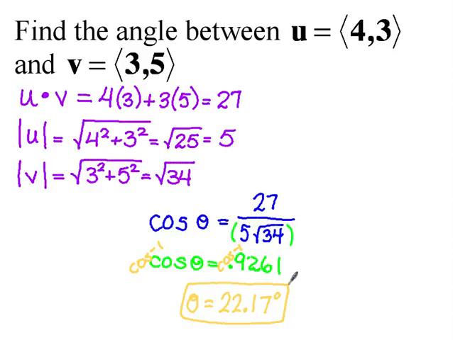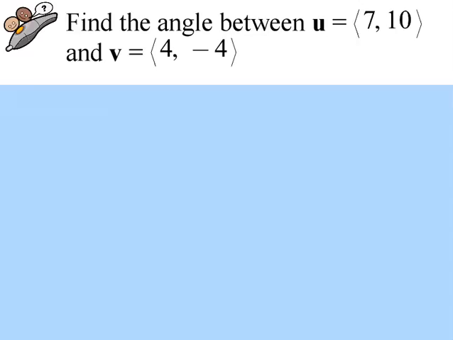So, questions? So first of all, find the dot product. Find the magnitude of u, magnitude of v, and then take the cosine, or inverse cosine of that. So with that in mind, here you go. Okay? Find the angle between u equals 7, 10, v equals 4, negative 4. And then when you get that answer, I want you to go ahead and enter that angle in. If you just want to round to the nearest tenth, that would be great.